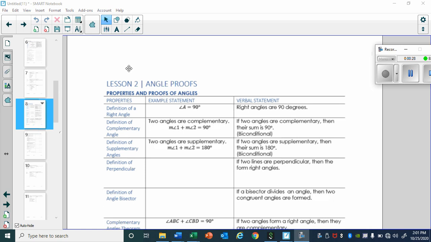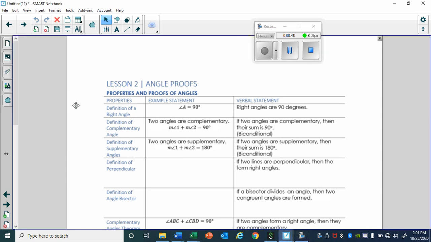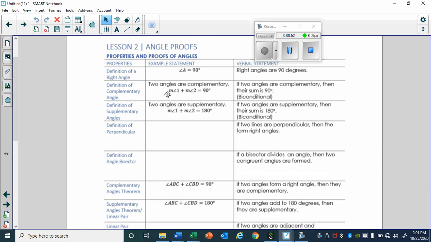When we're given a statement like angle A equals 90 degrees, we're talking about the definition of a right angle, where right angles are literally 90 degrees. When we're talking about the definition of complementary angles, it's going to be a statement where the measures of two angles added together equal 90 degrees. Similarly for supplementary angles.